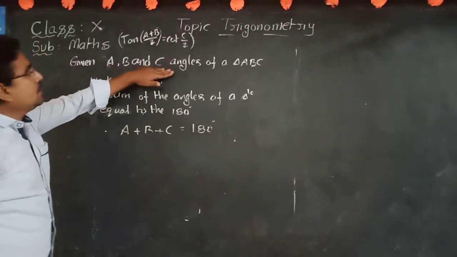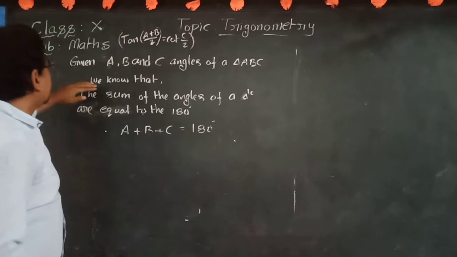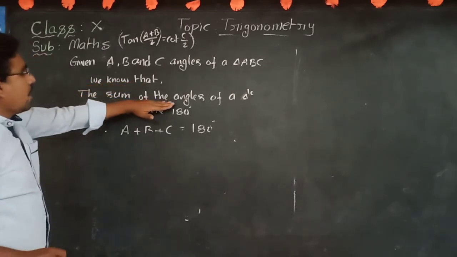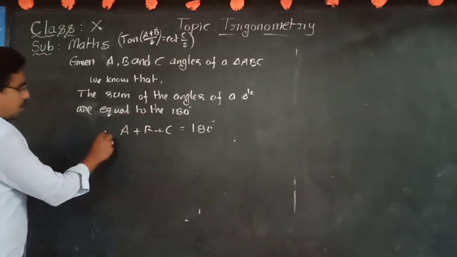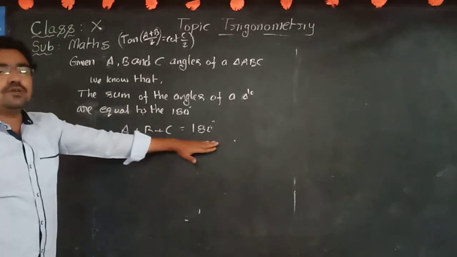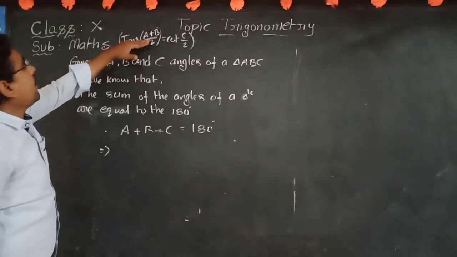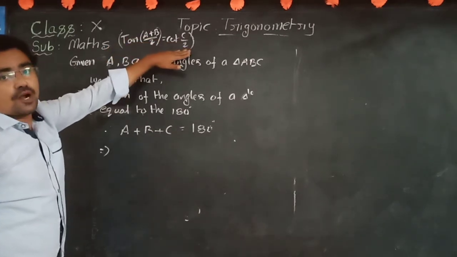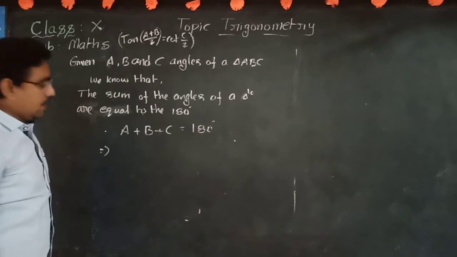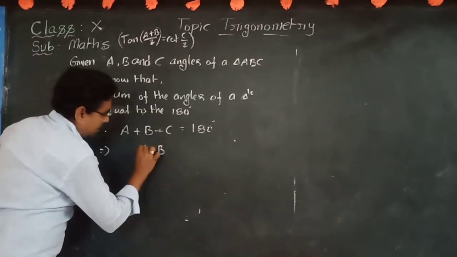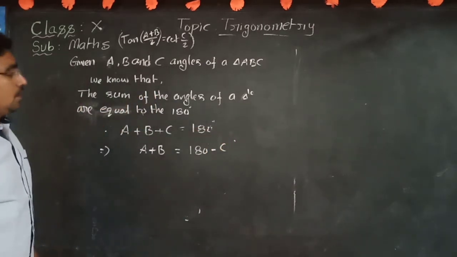First, given: A, B and C are angles of triangle ABC. We know that the sum of the angles of a triangle equals 180 degrees. So by using the property, we can write A plus B plus C equals 180 degrees. This implies, what we have to show is tan of (A plus B) by 2 equals cos C by 2. So we keep A plus B on the left side and transpose C to the right side: A plus B equals 180 minus C.